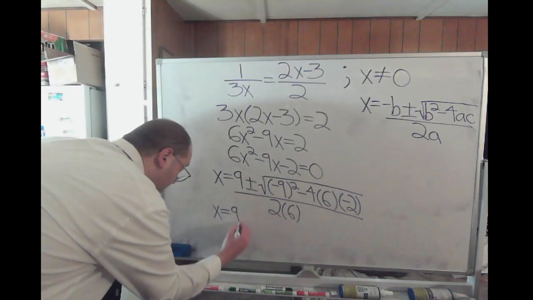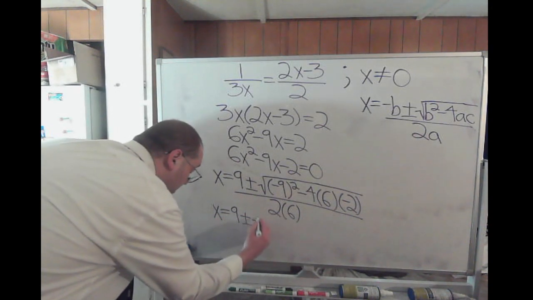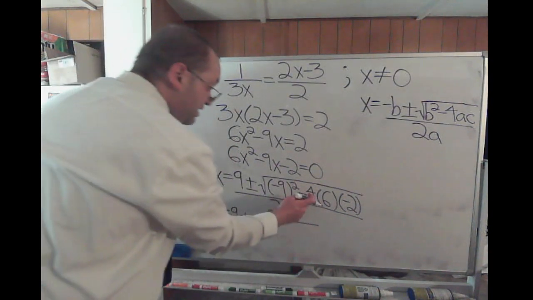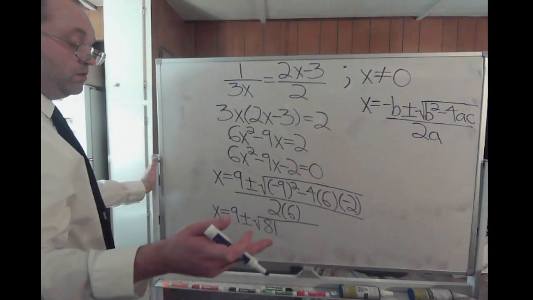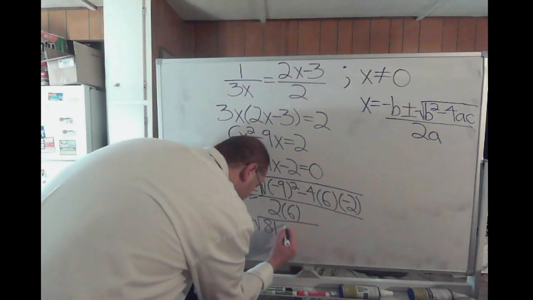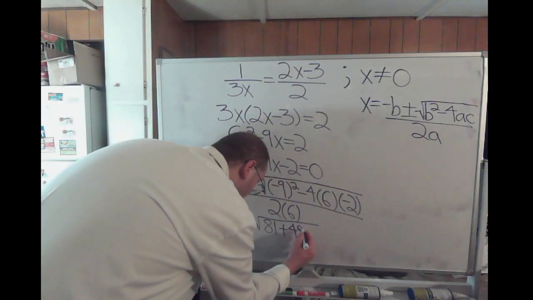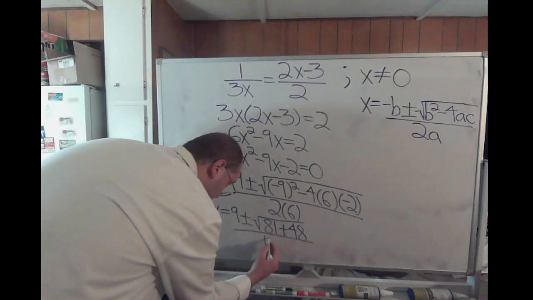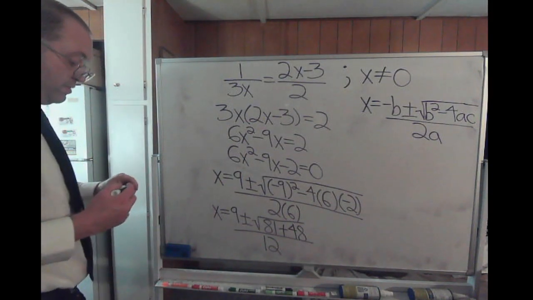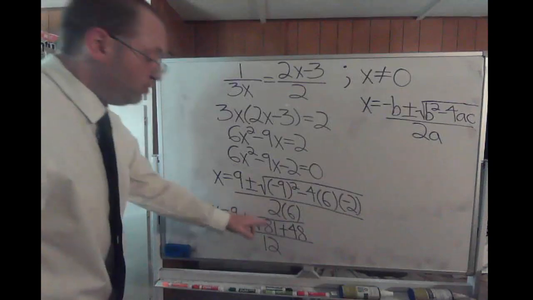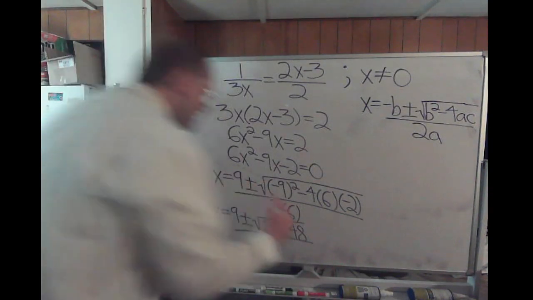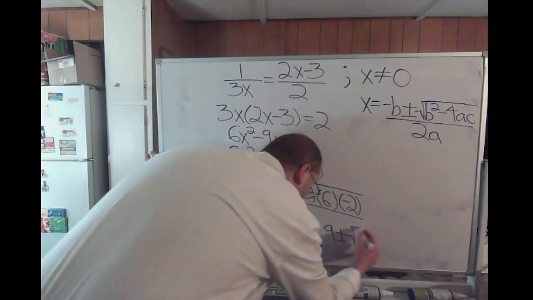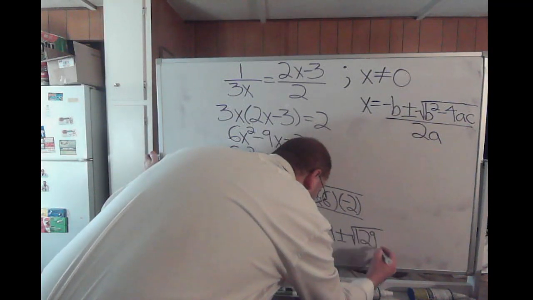x would equal 9 plus and minus the square root of, okay, negative 9 to the second, that's positive 81. Negative 4 times 6, that's negative 24. Times negative 2 turns into positive 48. This is going to be all over 2 times 6, which is 12. So now we have 9 plus and minus the square root of 81 plus 48 all over 12. Well, that's going to be equal to 9 plus and minus the square root of 129 all over 12.